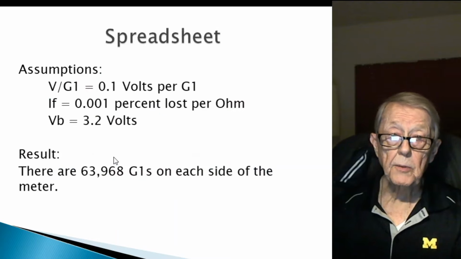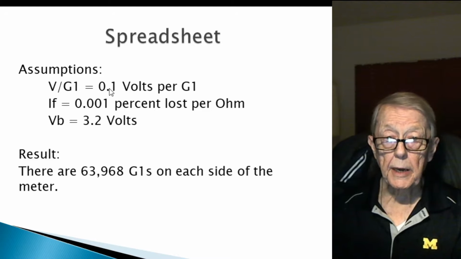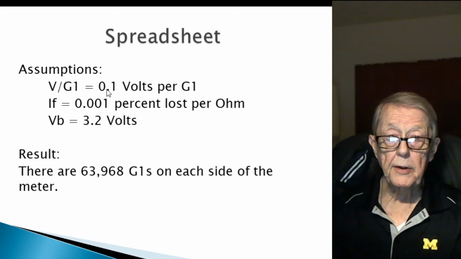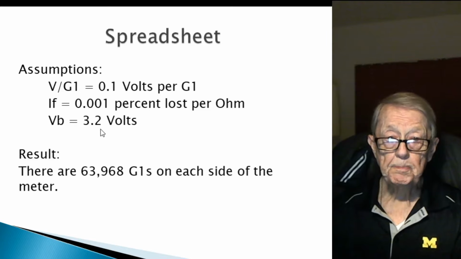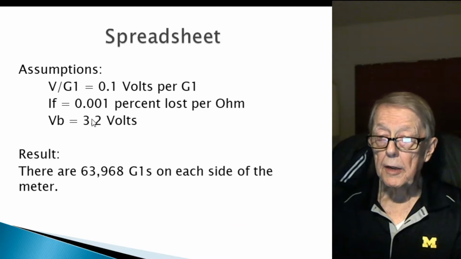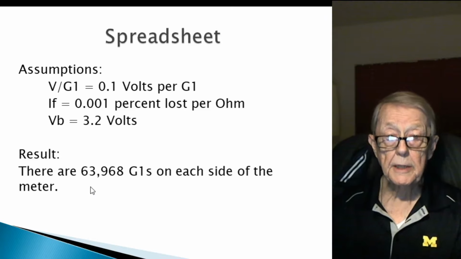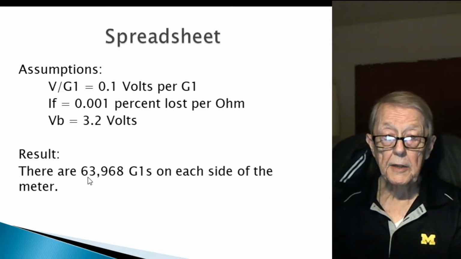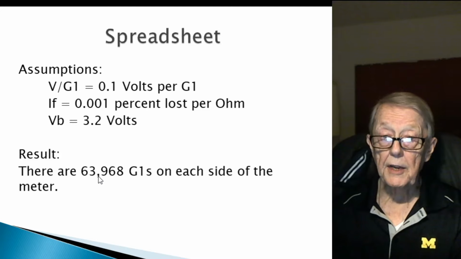And so what I did was a spreadsheet where I assumed, as I typically do because I don't know the real value here, 0.1 volts per G1. I assumed the percent loss was 1 out of 1,000 per ohm. And of course this is a case where what they're using is 3.2 volts to stop the electrons, which I say they're not doing. And the result is that there are 63,000, almost 64,000 on each side of the meter.